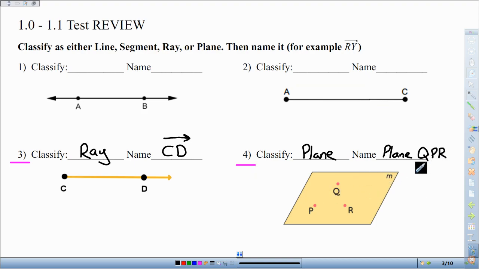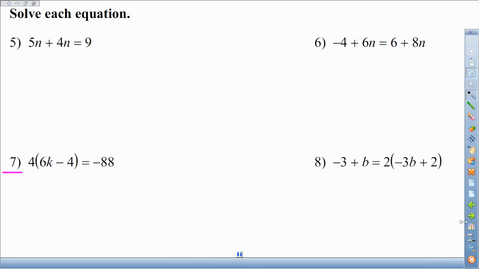Another way you could have named this plane, you don't need to necessarily write this, but I just want to show, we could have also just called this thing plane M. When we have this little script letter up in the corner, that can be used to name it. But I'll leave these others to you, but let's keep moving. From here, the next few questions are all about just solving.